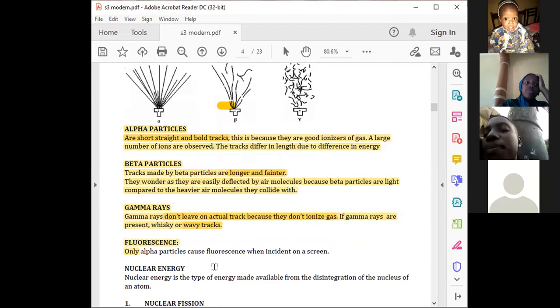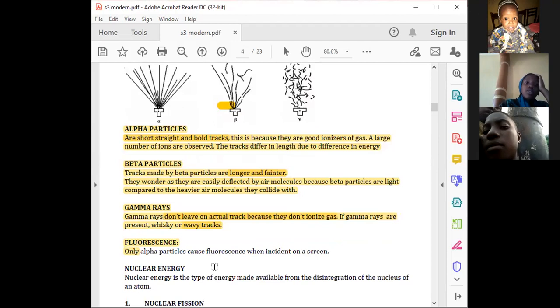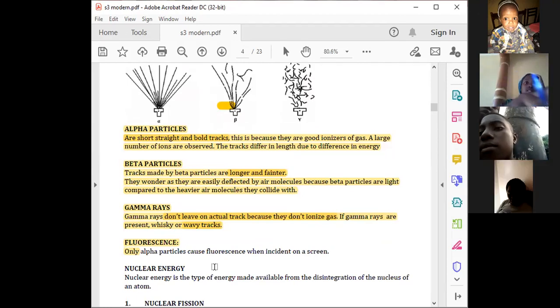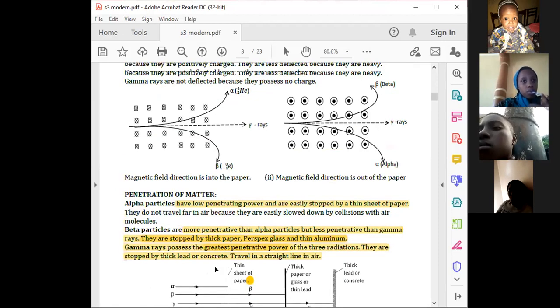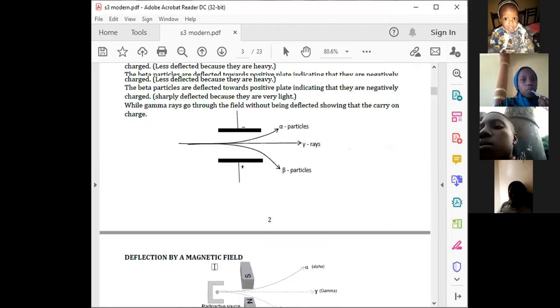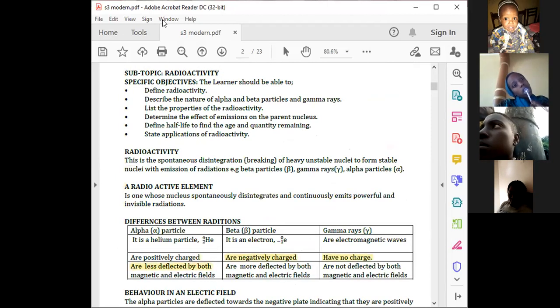Today I had to focus on three things: tracks, ionization, and penetration. If you understand those three, then you are able to distinguish the radioactive particles emitted when radioactivity occurs. So all this we are doing before I go to nuclear energy. It is all about radiation and radioactivity, as we saw yesterday. Our second subtopic was radioactivity.